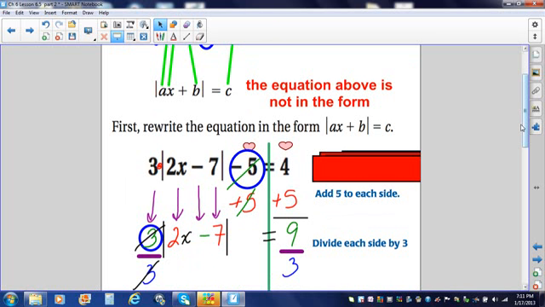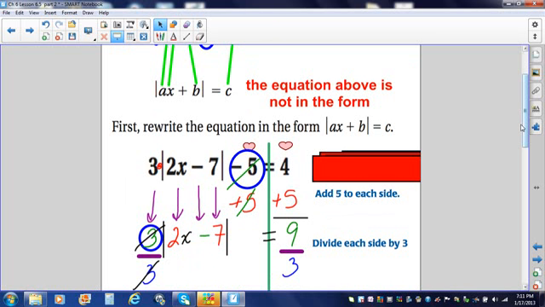Let's go ahead and solve that one. We will add 7 to both sides. These will cancel. I'm left with 2x = 10. Now I'll divide both sides by 2. These will cancel. X is going to give me 5.